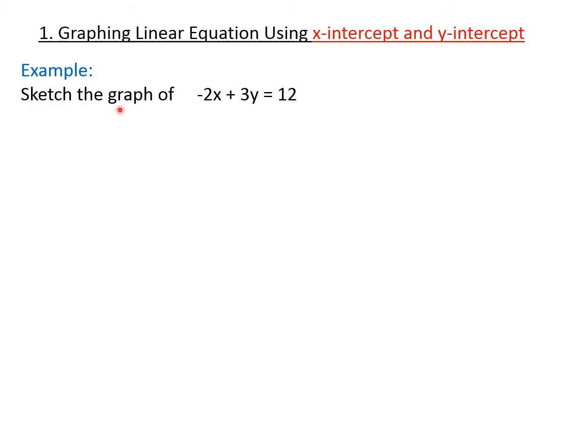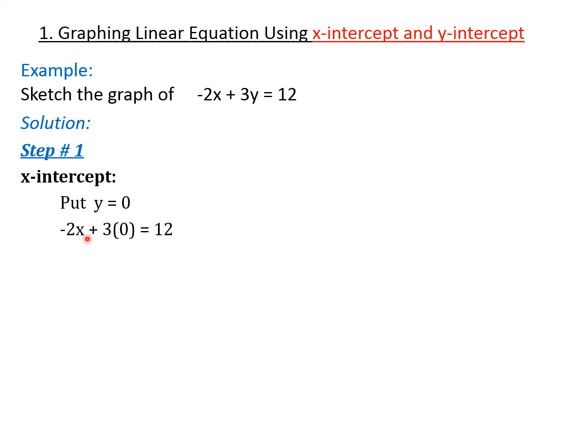Example, sketch the graph of minus 2x plus 3y equals 12. So we have to graph this equation using x-intercept and y-intercept. So first step, to find the x-intercept, we have to put y equals 0. So replace y with 0. Minus 2x plus 3 into 0 equals 12. Solve it like a linear equation. We'll get x equals minus 6. x is minus 6 and y is 0.